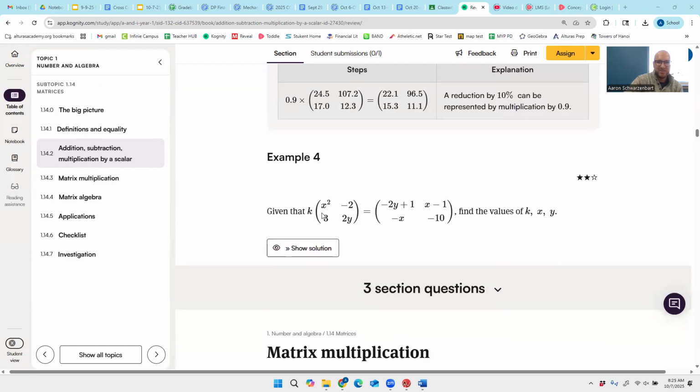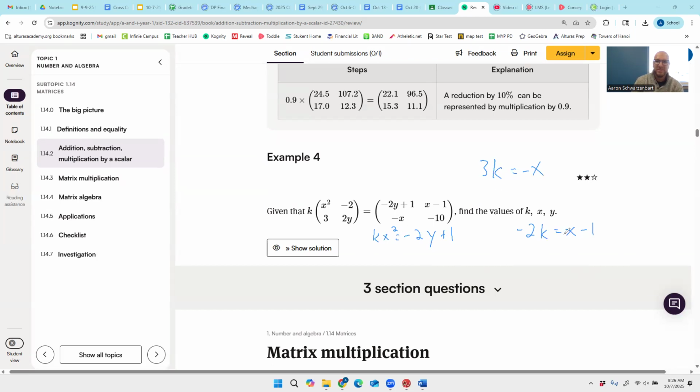Okay, given this, find values of k, x, and y. So I've got kx squared minus 2 equals negative 2y plus 1. I've got negative 2k equals x minus 1. Sounds a little more promising. It's only got two variables. The next one, 3k equals negative x. Okay, let's use these to solve.